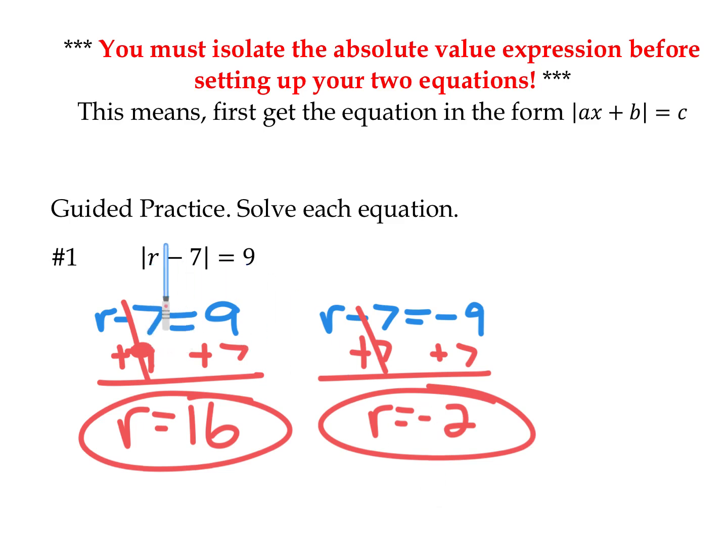I plug a negative 2 in here. Minus 7 is negative 9. The absolute value of negative 9 is also equal to 9. So we have two solutions for that equation: R equals 16 and R equals negative 2.